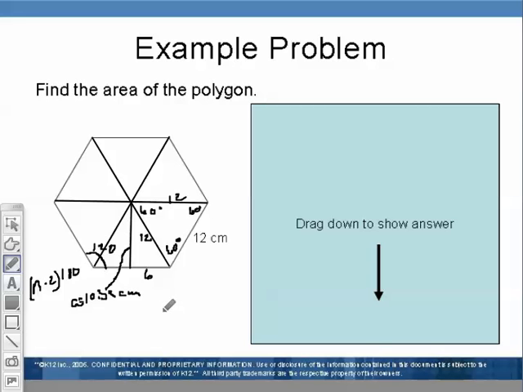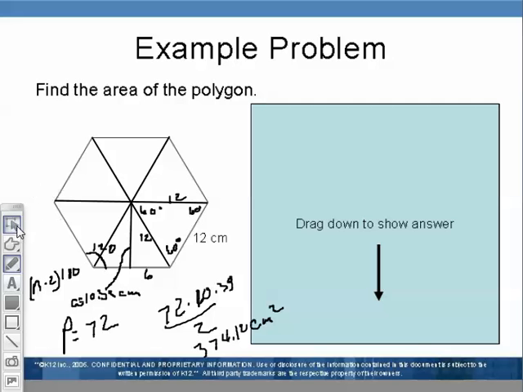I went through all of that just to find the apothem. Well, we do know the perimeter too, don't we? 6 times 12 is 72, so my perimeter is equal to 72. So my area is going to be 72 times 10.39 divided by 2, or 374.12 centimeters squared. Hope you see what I did there.